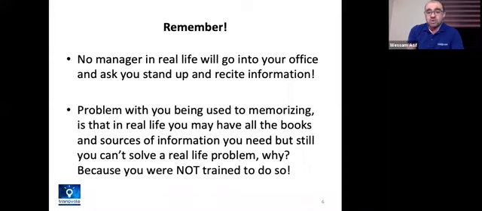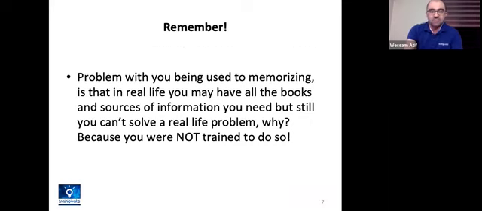The problem with being used to memorizing is that in real life, you may have all the books and the resources of information you need, but still you cannot solve a real life problem. Why? Because you were not trained to do so. It was not in your training process. All your training was about reading, understanding, memorizing, and then writing back what you studied in the closed book exam, and that's it. Again, we repeat that.